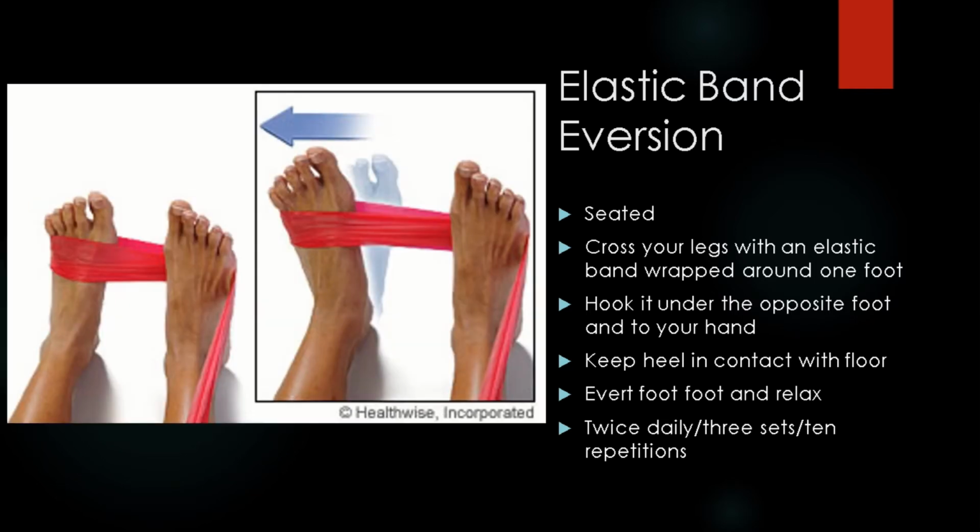Next we want to talk about elastic band eversion. It's essentially the same thing as the first one, but the only difference is you're wrapping the band around one foot and you're turning your foot in the opposite direction. You're going to want to hook it under the opposite foot and bring it up into your hand. You're going to keep your heel in contact with the floor, then you're going to evert your foot and relax. Twice daily, 3 sets, 10 repetitions.